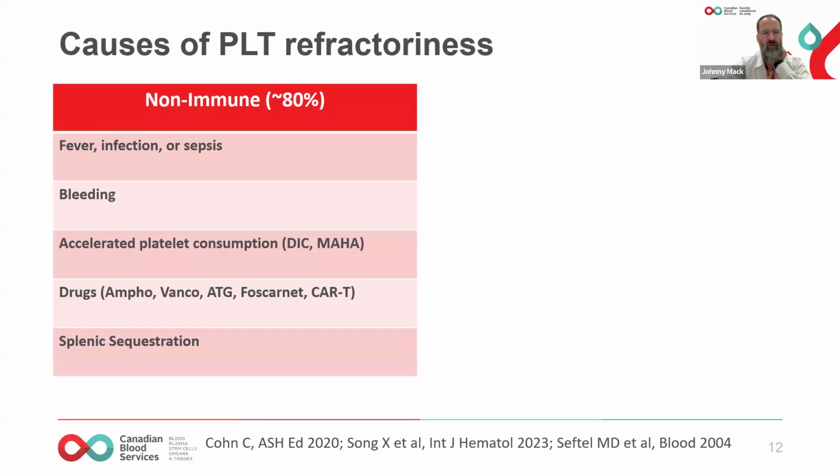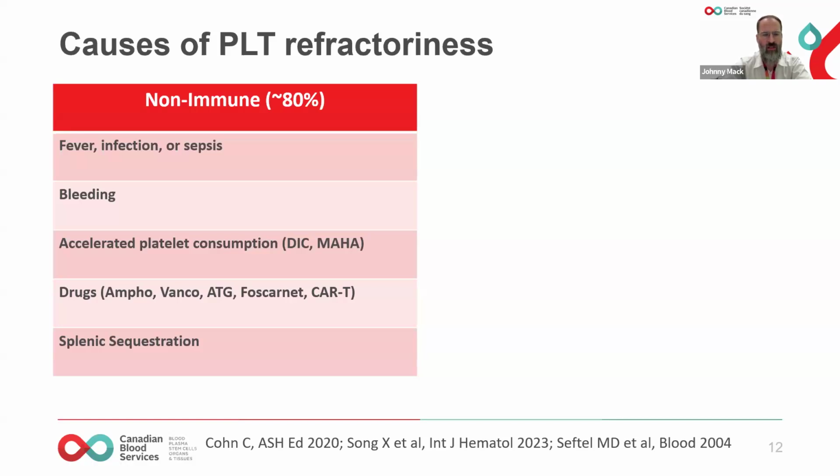Bleeding, particularly if associated with a lot of additional co-transfusions of plasma and red blood cells, can lead to dilution. Accelerated platelet consumption occurs in conditions like DIC, microangiopathic hemolytic anemia, or other thrombotic microangiopathies. Several drugs have been implicated in increased platelet consumption, including amphotericin, vancomycin, and ATG, medications that we often see in the complex hematology post-transplant patient population.